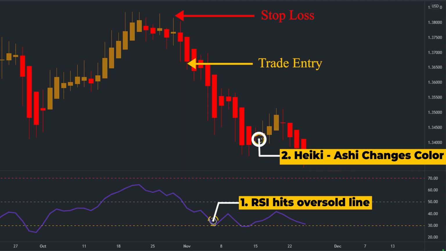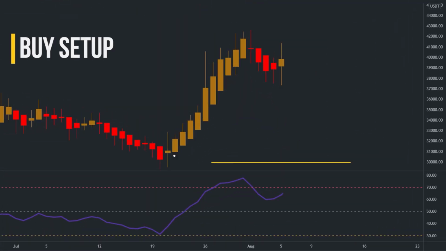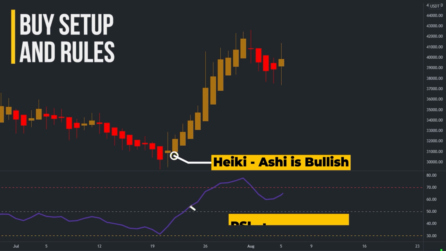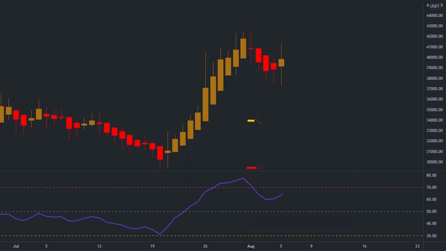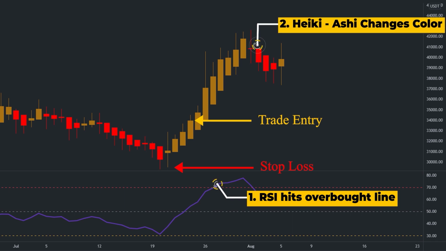This strategy is simple but powerful. Buy when the current modified candle changes from bearish to bullish and the RSI line crosses the 50 level to above. Stop loss below the swing low or whatever you prefer. Exit when the RSI indicator hits the overbought area or the Heikin Ashi candle changes from bullish to bearish. This way you have additional confirmation with a momentum indicator.